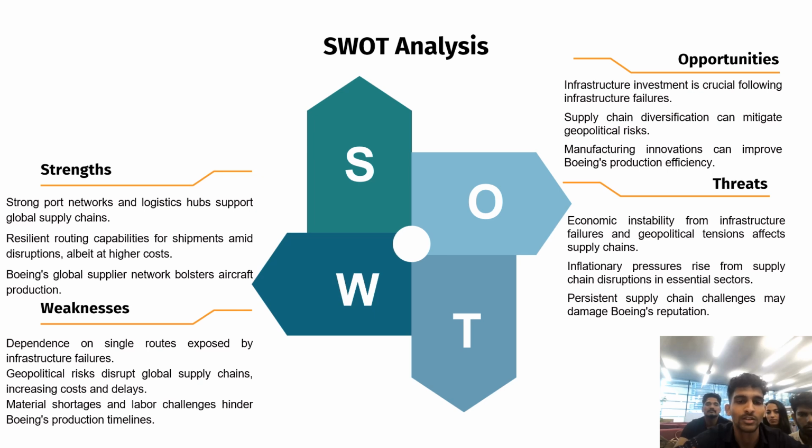Threats: economic instability from infrastructure failures and geopolitical tensions affect supply chains. Inflationary pressure rises from supply chain restrictions in essential sectors. Persistent supply chain challenges may damage Boeing's reputation.